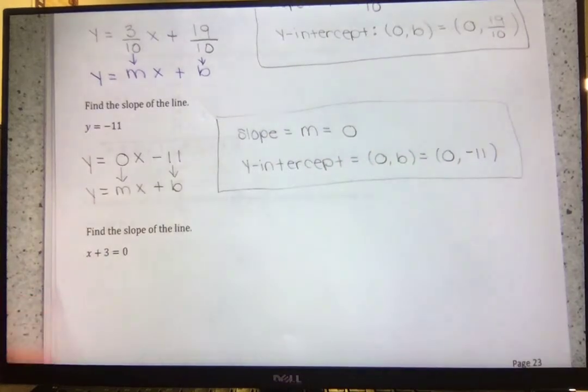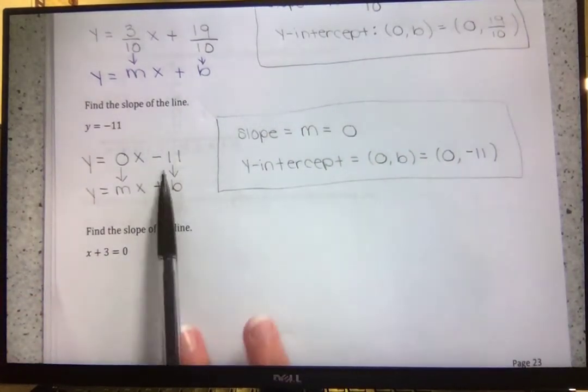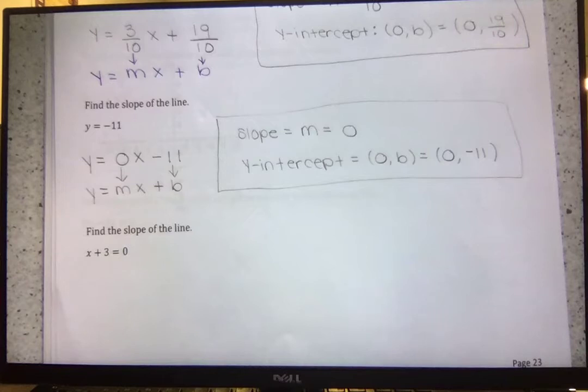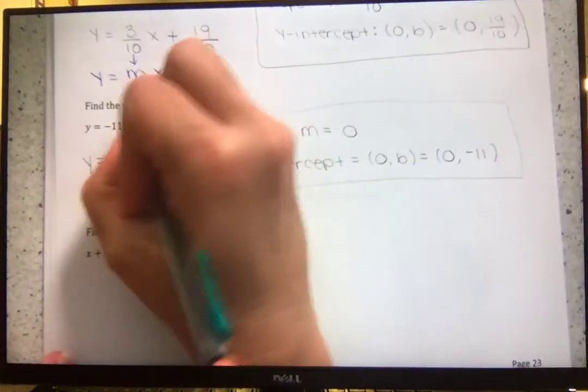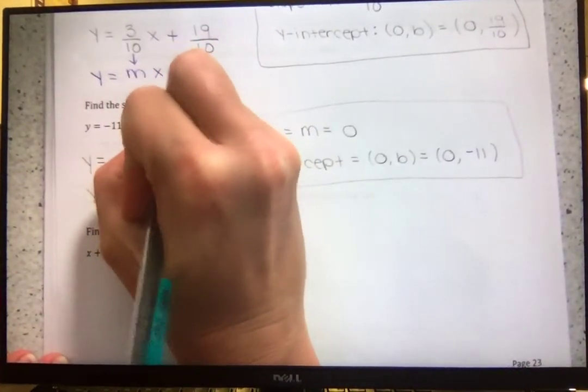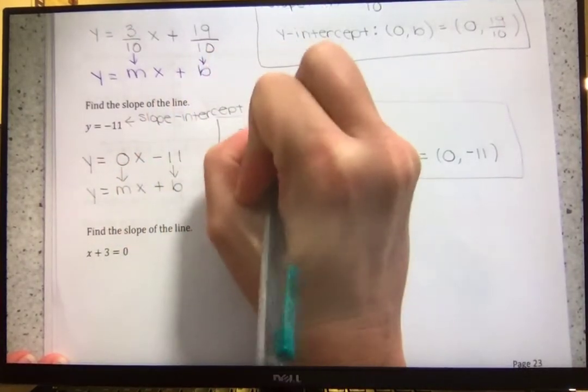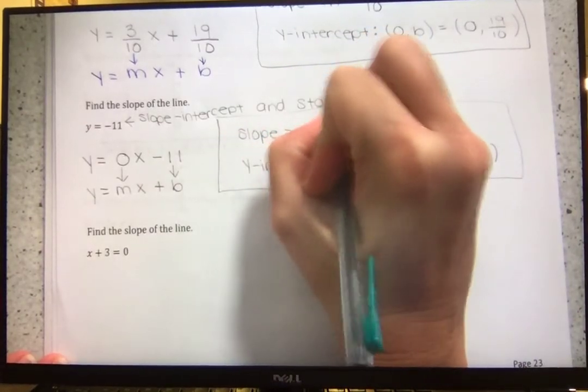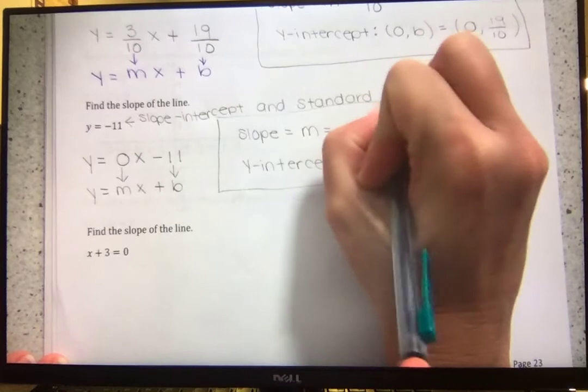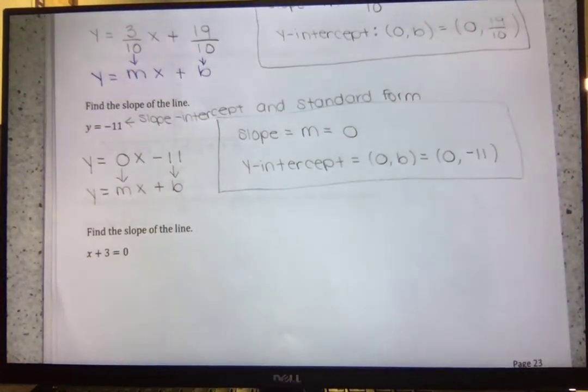Notice the equation is plus b, so we're going to be adding a negative 11. Make sure you put that negative in there. Let me write another little note. This is in slope-intercept and standard form, because we're going to come back to that in a second. The slope-intercept form is y equals. Standard form has your variables on one side and your numbers on the other side, which we have. So it is in both slope-intercept and standard form.